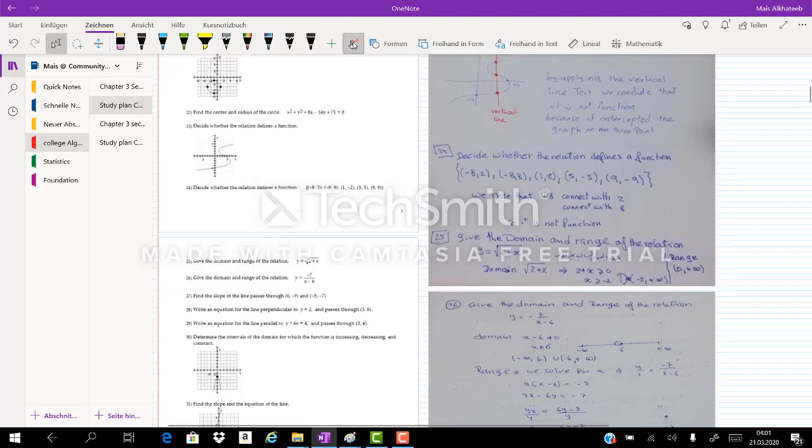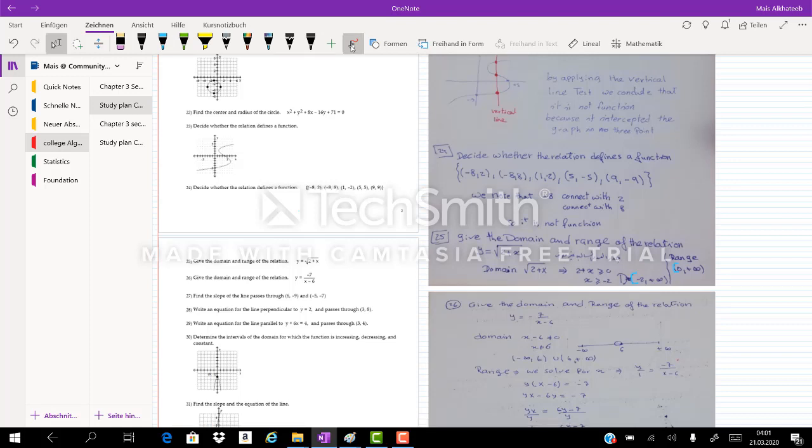closed minus 2, plus infinity. And the range will be closed 0, plus infinity. And in this way, we define the domain and the range of this relation.